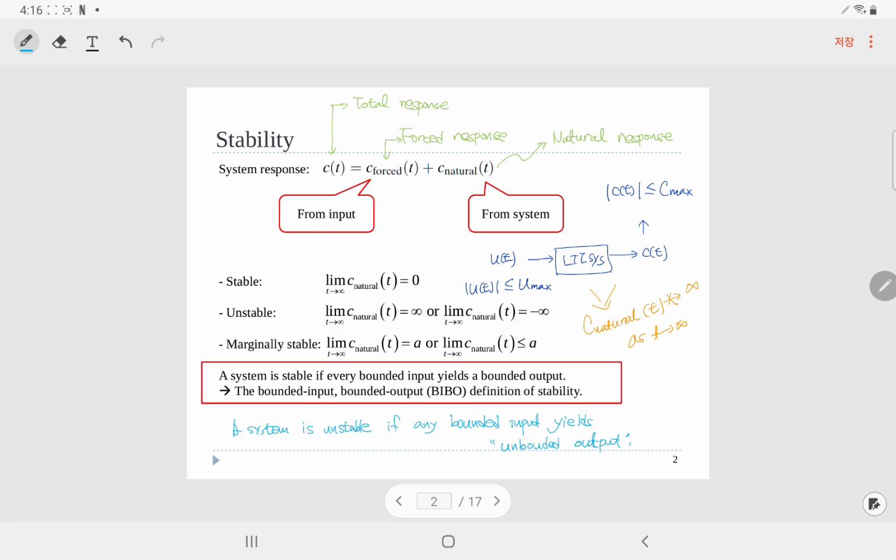If a system is unstable, this statement means that any bounded input applied to the system cannot yield a bounded output. So if any bounded input yields unbounded output, this situation means that the system is unstable.